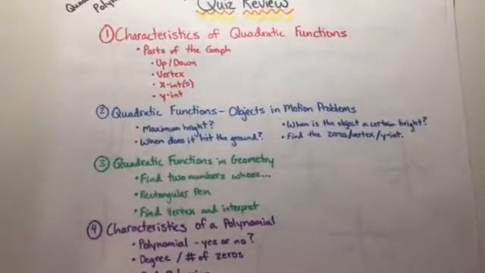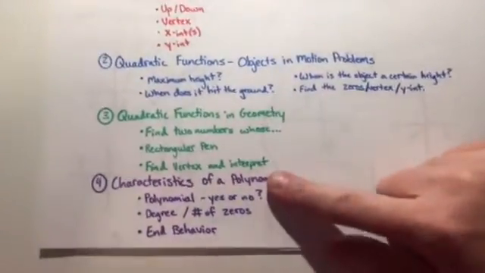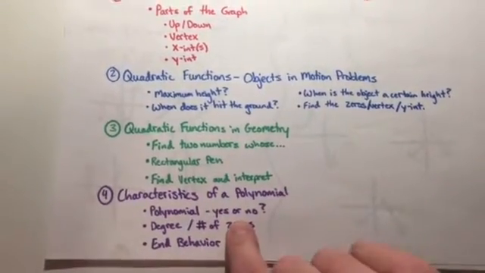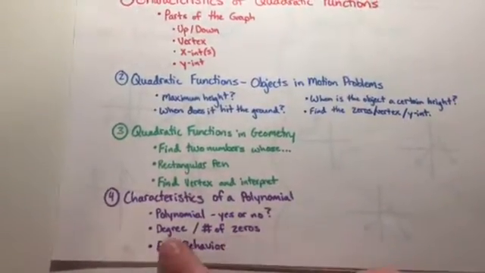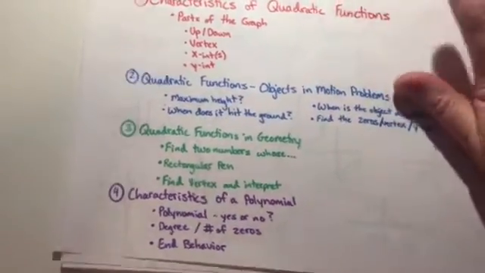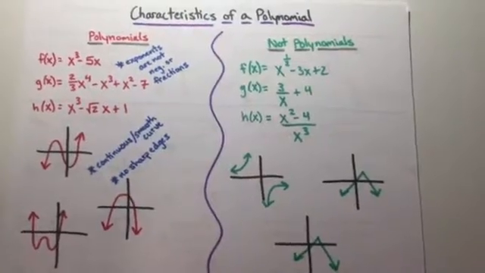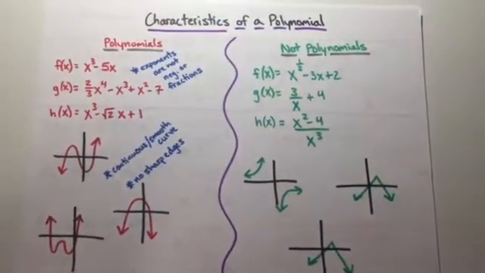All right, continuing with our quiz review, we're at part 4 now. Characteristics of a polynomial. What is a polynomial? How do we determine the number of zeros or the degree? And let's look at end behavior. All right, so here is a quick reference to what is a polynomial and what is not a polynomial.